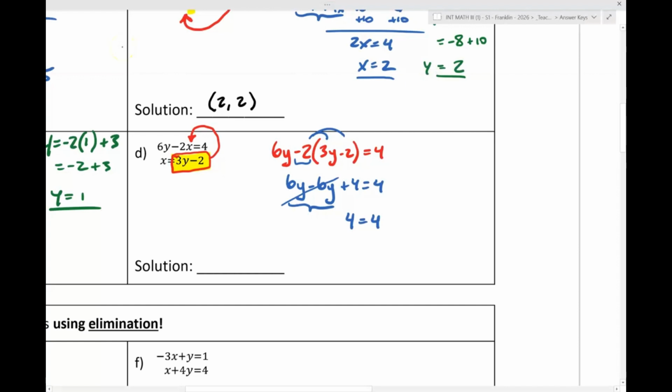And when this happens, this means that no matter what y was, whatever number we put in for y here, we're always going to get 4 equals 4. The equation is always going to be balanced. And what this means is that we have infinitely many solutions.